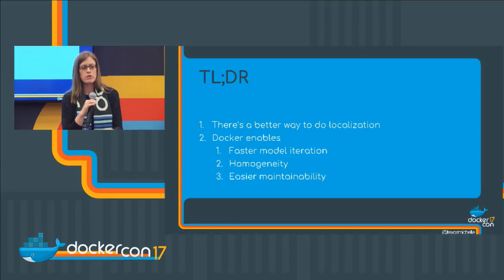The field of localization really hasn't changed in 35 years. And why weren't we using machine learning before? Well, because it wasn't that easy. But with Docker, it really is easy.